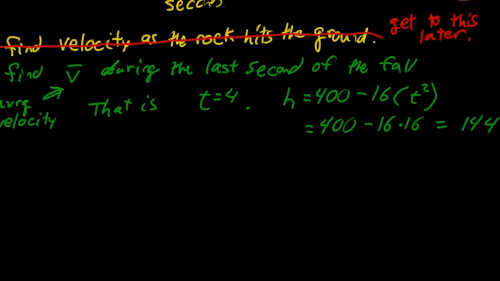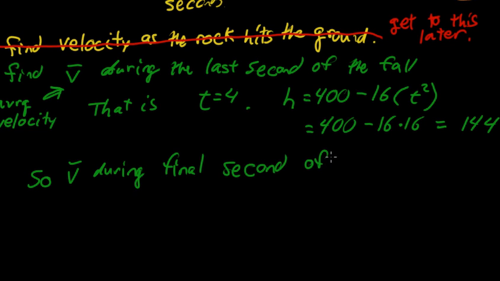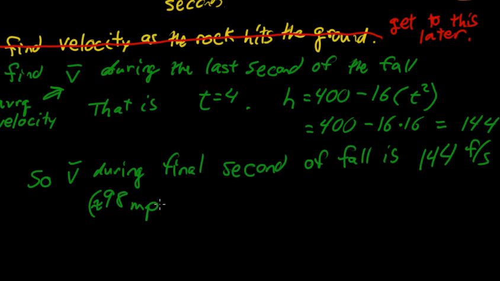So the average velocity during the final second of the fall is 144 feet per second, which is approximately 98 miles per hour. I think it's like 98.15, which is what it was when I converted that earlier. Anyways, what we want to find is the velocity as the rock hits the ground.